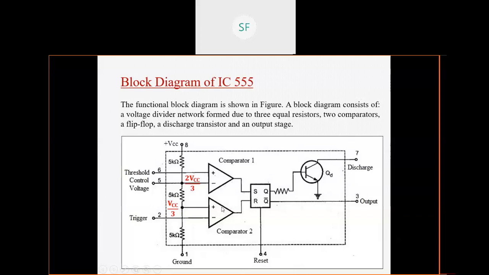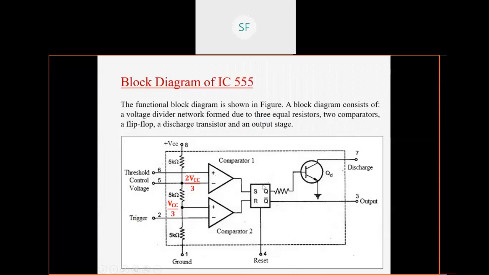We are just observing, okay? We are not actually going into the details of working. We are just observing our block diagram and finding out how many components are there. So we have discussed this resistor network. Then we have discussed the comparators, comparator 1 and comparator 2, and we are just observing what the inputs to these comparators are. So see here, a voltage divider network formed due to 3 equal resistors, then 2 comparators we have discussed, then a flip-flop is there. This rectangle is nothing but the flip-flop.